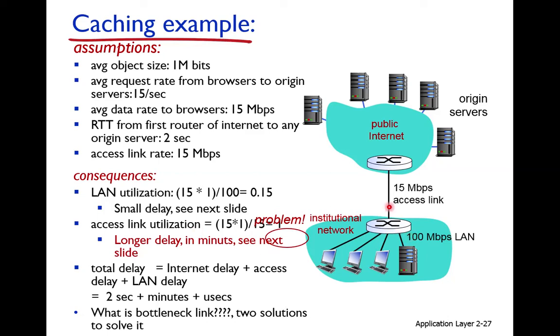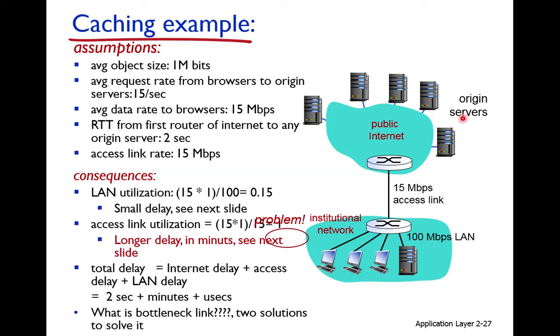So the request rate here is 15. Suppose, for the LAN utilization, the 15 is the request from the client, so 15 will be the response from the server. When the objects come in, each object is 1 MB, so 15 into 1 is 15 MB, and the LAN bandwidth is 100 Mbps, so the utilization is 0.15.